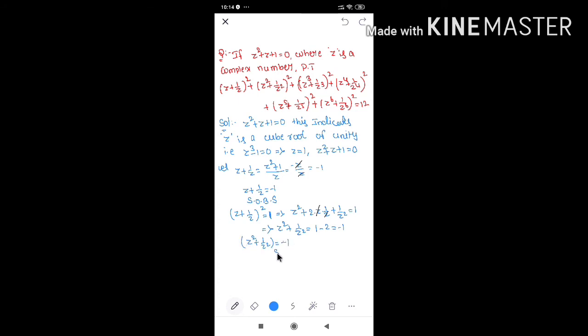Again squaring both sides, z square plus 1 by z square whole square is equal to 1, which implies z power 4, the same thing, reciprocals get cancelled. Directly I am writing z power 4 plus 2 plus 1 by z power 4 is equal to 1, which implies z power 4 plus 1 by z power 4 is equal to 1 minus 2, that is equal to minus 1.